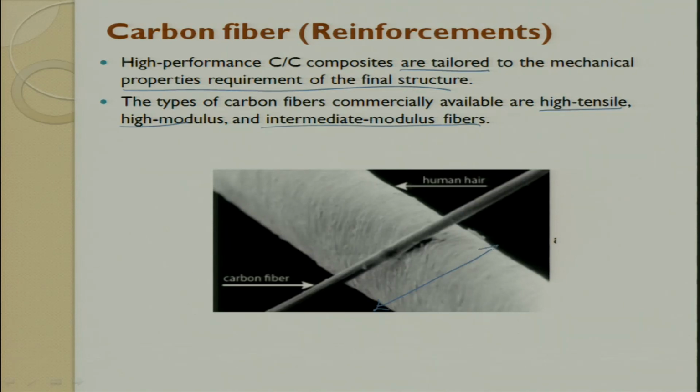Typically the human hair goes from 60 microns to 100 microns. This is the size of a human hair, it varies in this range. But if you look at the carbon fiber, it will be approximately 5 to 10 microns. So, this is how the carbon fiber is made. Here is a comparison between human hair and carbon fiber.